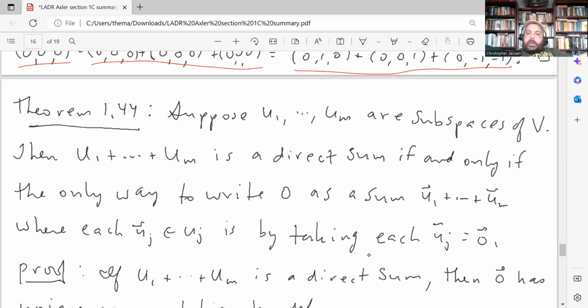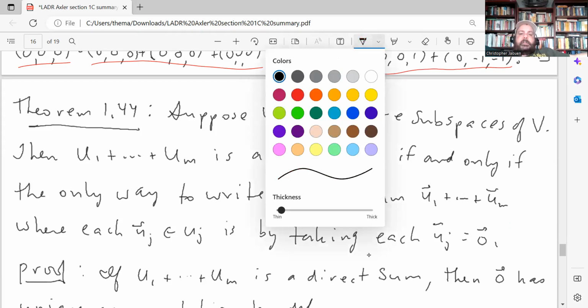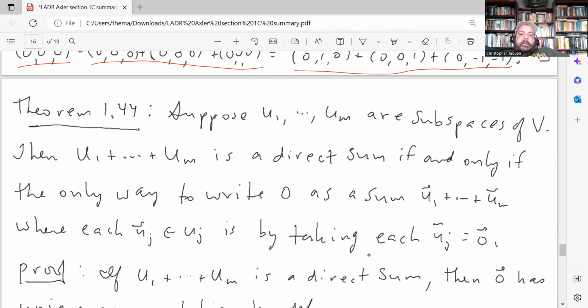Okay, another theorem here, theorem 1.44. Suppose U1 through Um are subspaces of V, then U1 plus through Um is a direct sum if and only if the only way to write the 0 vector as a sum u1 through um, where each uj is in the subspace Uj, is by taking each vector uj to be the 0 vector. All right, so that's a theorem.